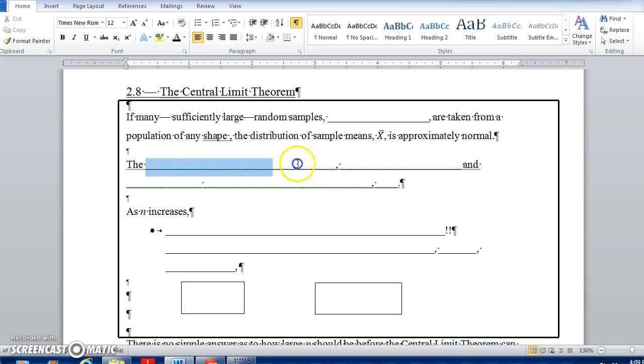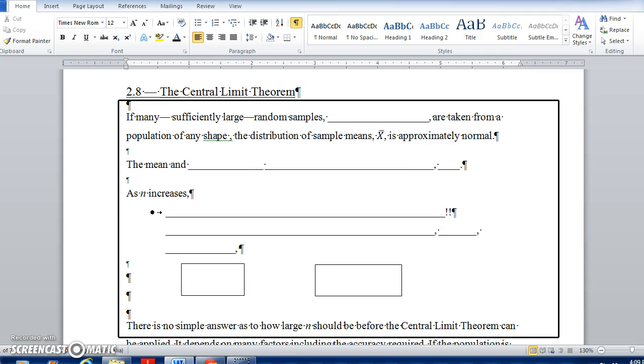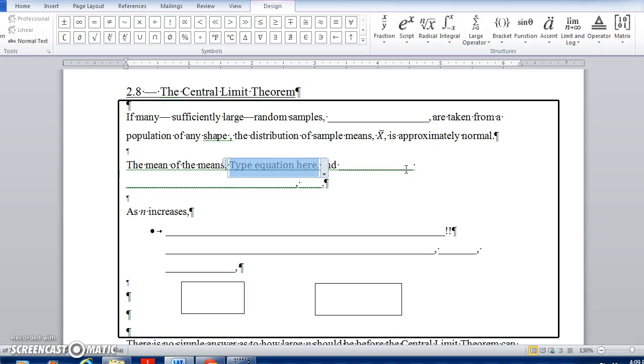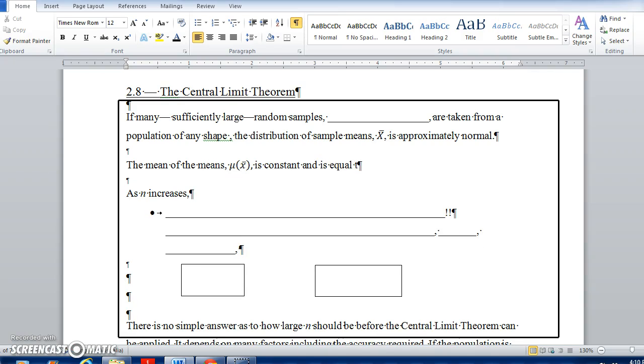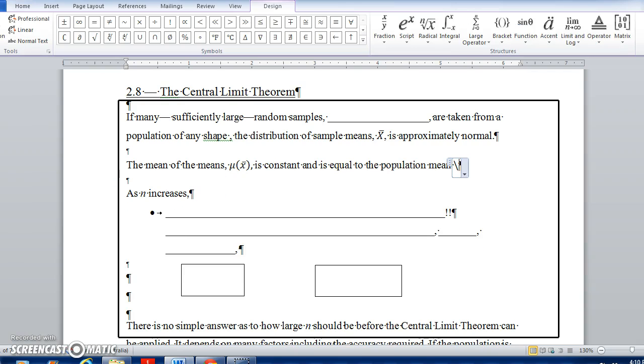Just to formalize that, we say that the mean of the means, which we're going to represent by mu of x bar, so that's the mean of our means, is constant and is equal to the population mean, which is simply mu.